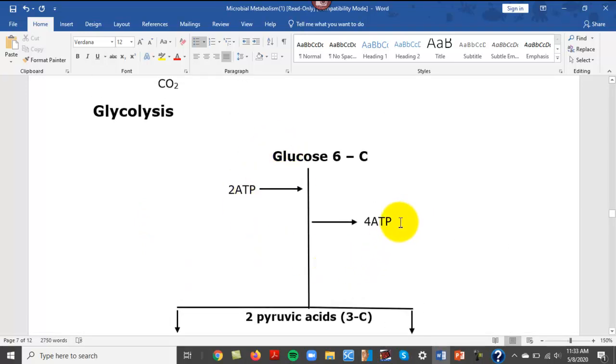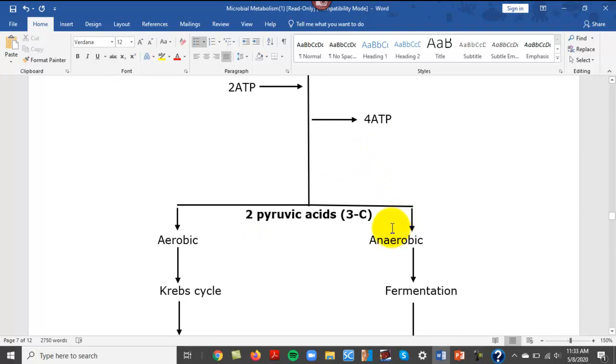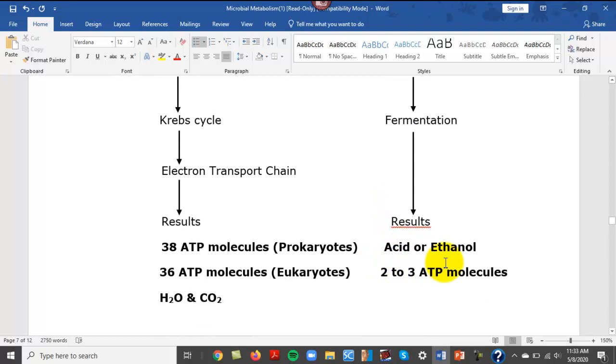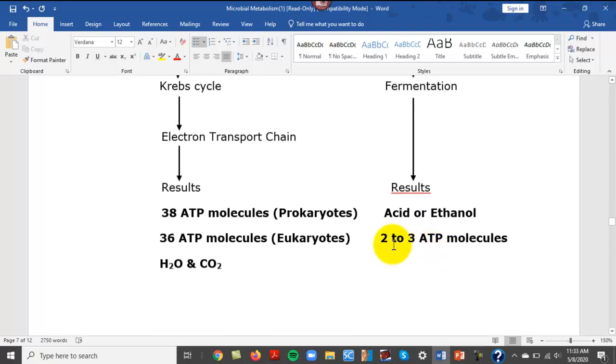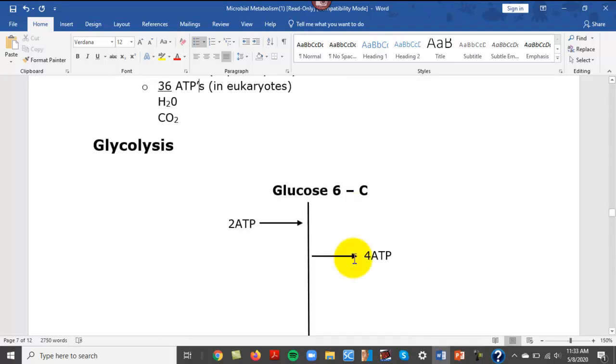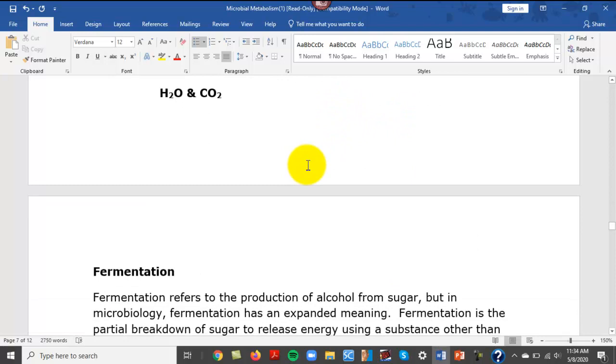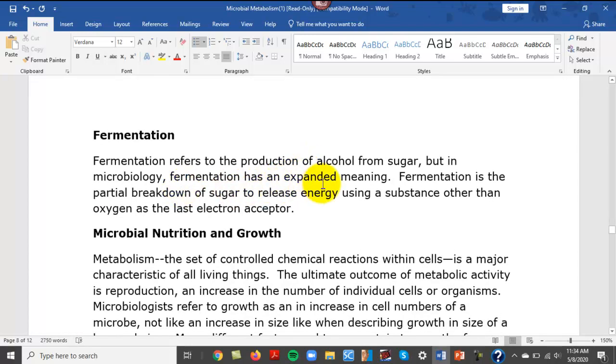If you're going the other way, which is anaerobic, that means not using oxygen. And in the case of humans and animals, it doesn't mean you're not breathing. It means your body is using a different metabolic pathway. You end up with acid or ethanol. There are yeasts that actually produce alcohol as a byproduct of fermentation. And you get 2 to 3 ATP molecules. See, this way is much less efficient. And it's called anaerobic because it does not involve oxygen. Fermentation results in the production of alcohol from sugar. That's true. Anaerobic fermentation also can be the production of acid as well.